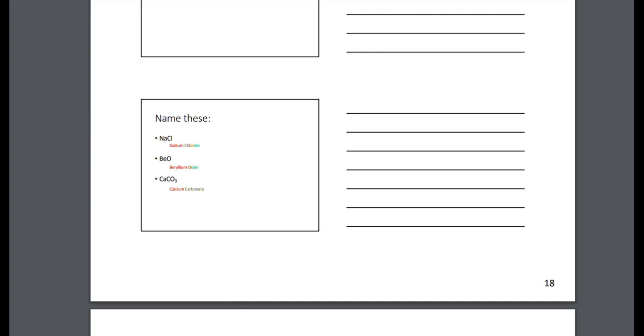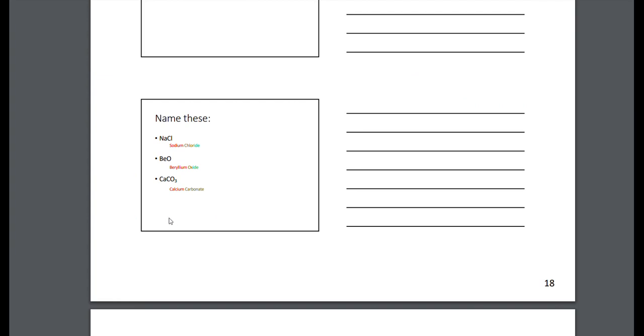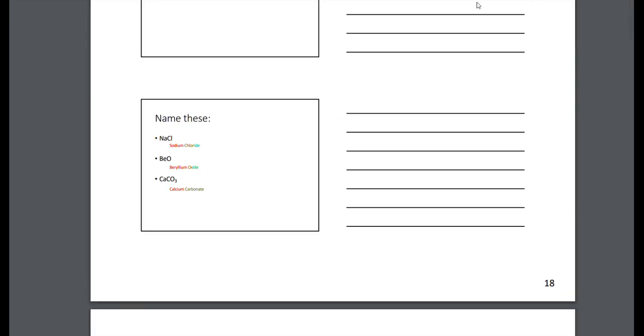Beryllium, if you look at the periodic table, is right here in group 2. So it's beryllium, and the root of oxygen is ox, and we just add -ide to the end, so it's beryllium oxide. Calcium carbonate. Calcium is in the second group on the periodic table, the alkaline earth metals, right here. Carbonate, well, how would I know? Should I name this as carbon trioxide?